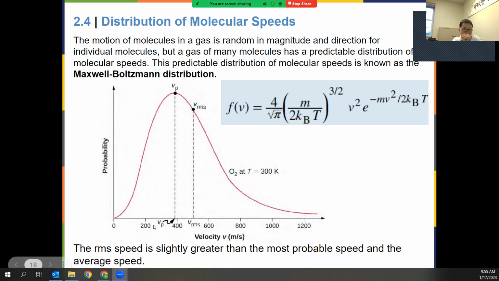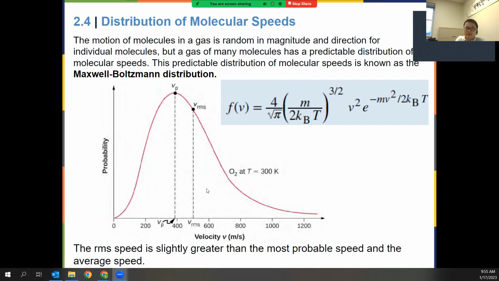So for example, at a speed of 200 meters per second, it has a probability at this point, and at a speed of 400, it has a probability of this. So this is a probability curve, called the Maxwell-Boltzmann distribution. You can see it's a function of T and a function of v. So if you plot it, it goes like this.